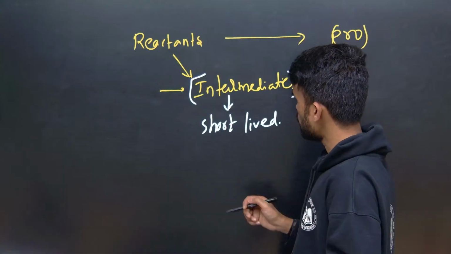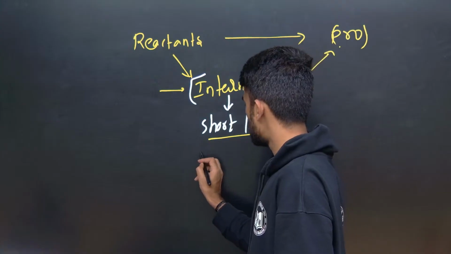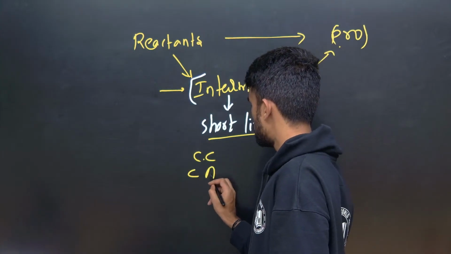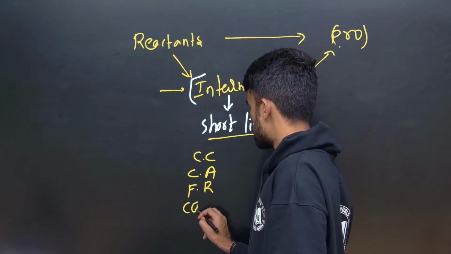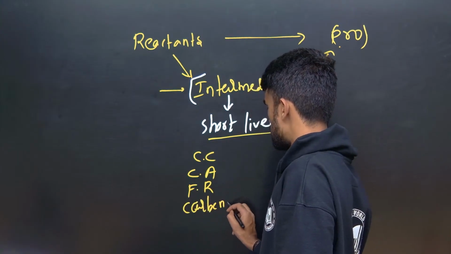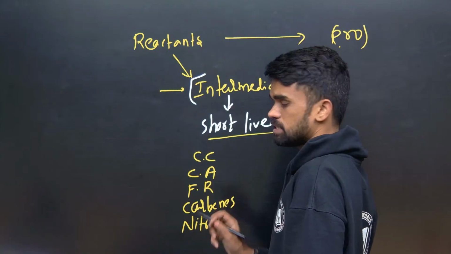So what are the intermediates I told you? Carbocation, carbanion, free radicals, carbenes, and the next, nitrenes. These things I told you.